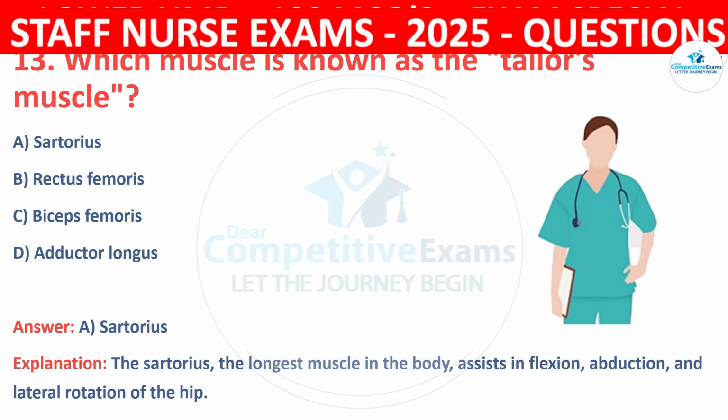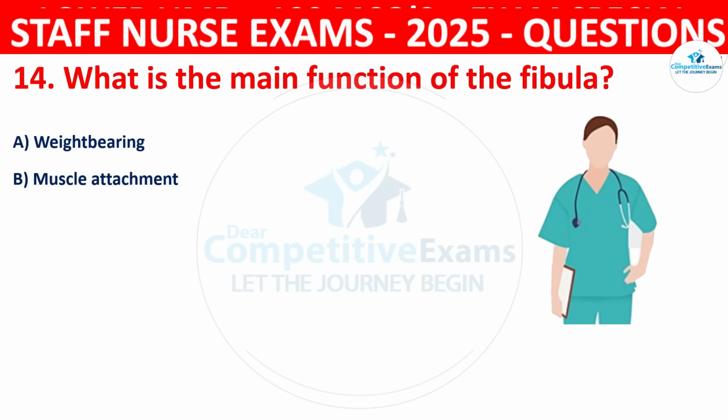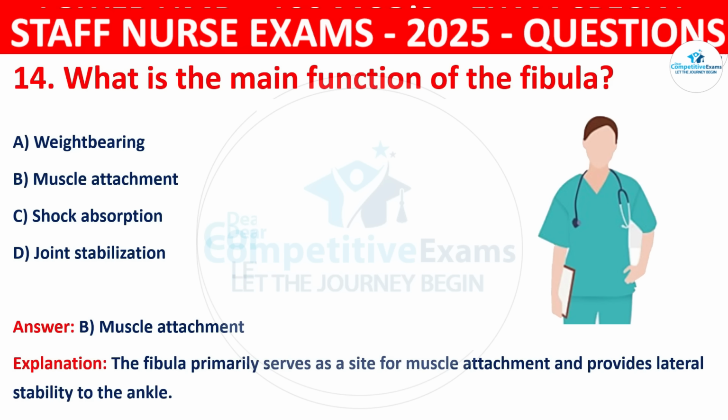Question number 14. What is the main function of the fibula? Your options are weight bearing, muscle attachment, shock absorption, or joint stabilization. The correct answer is B, that is muscle attachment. The fibula primarily serves as a site for muscle attachment and provides lateral stability to the ankle.